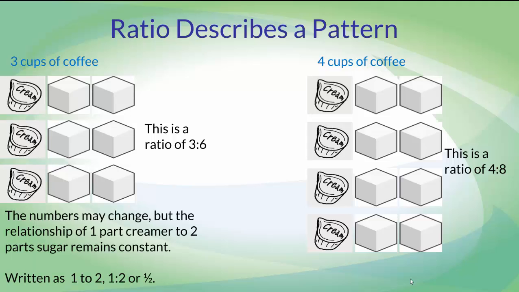The numbers may change, but the relationship of 1 part cream to 2 parts of sugar remains constant. This can be written as 1 to 2, 1:2, or as a fraction 1/2.